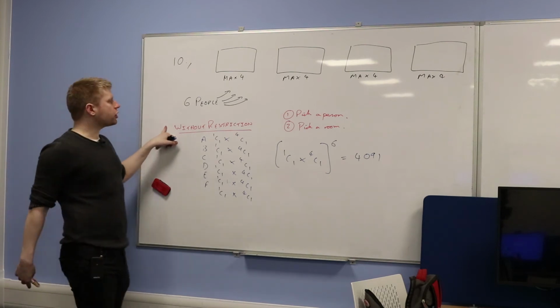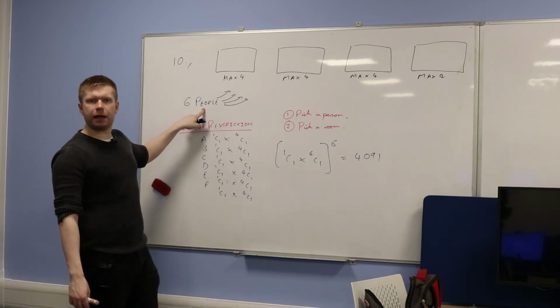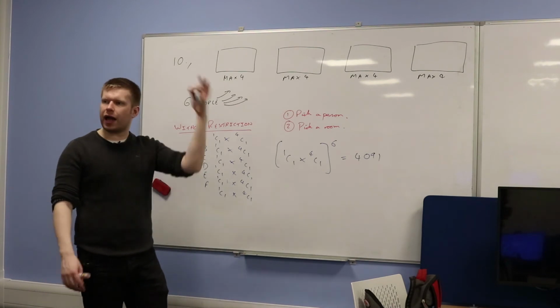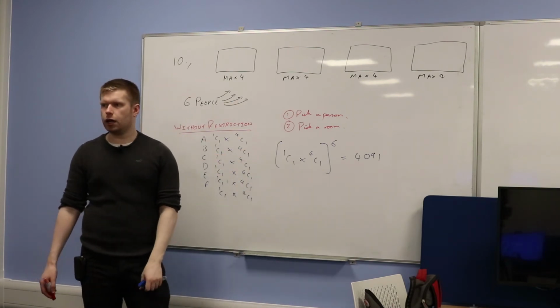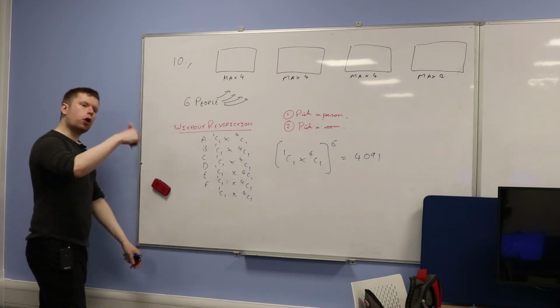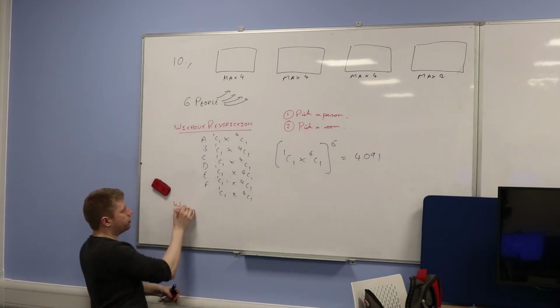So in other words, if we were just going to choose these people and put them into 4 rooms without any restriction on the rooms, there'd be 4,091 ways of doing that, okay? Now what we need to do is go back and think about the restriction.